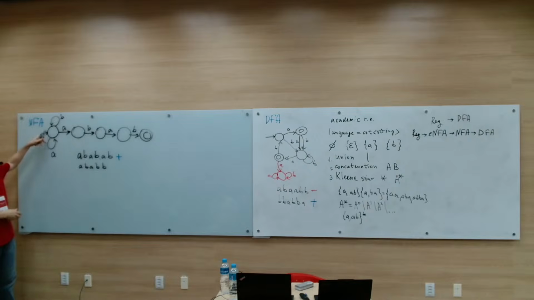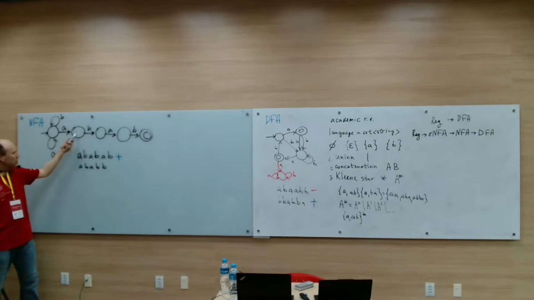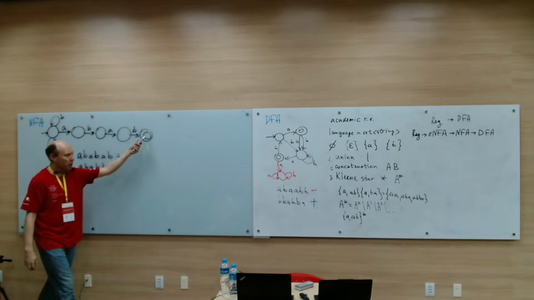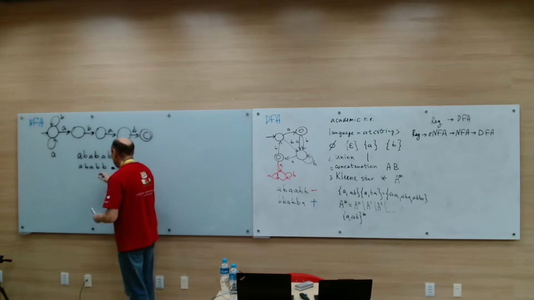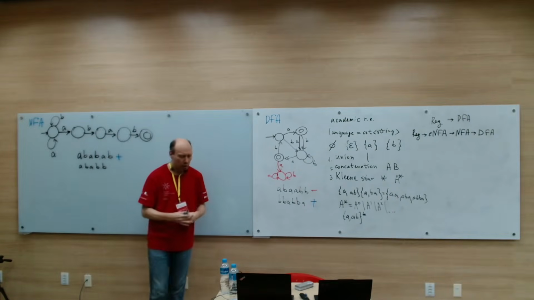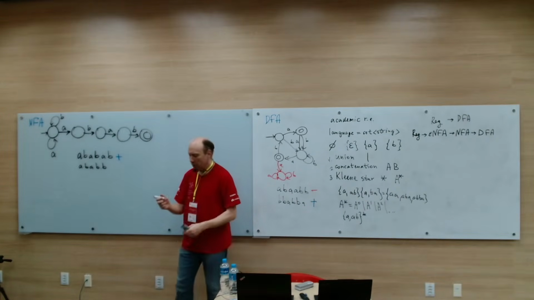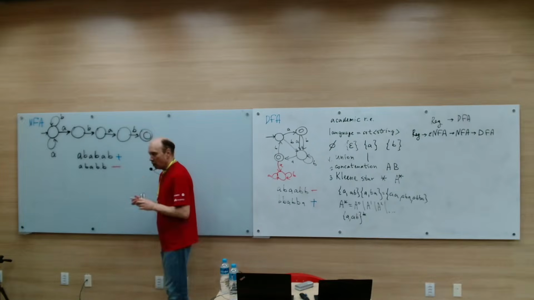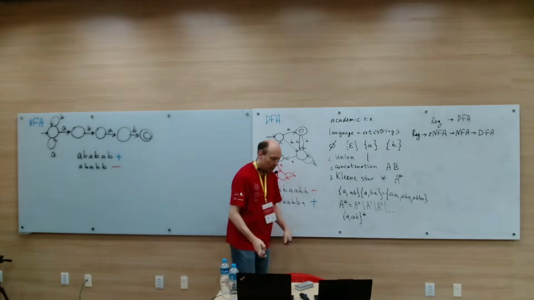If we start with this and go A, B, there is no way to go to B. If we go forward immediately, A, B, again, everything seems so good here, but no. In the end, we do not accept. So this is an NFA.